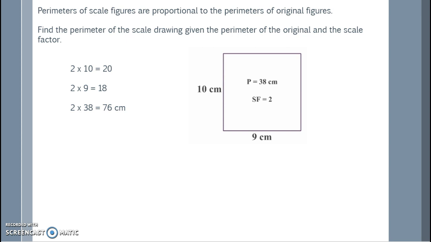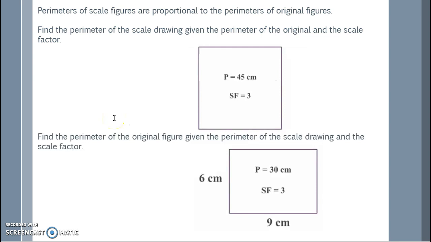And if I were to add 20 plus 20 plus 18 plus 18, we would get 76. Find the perimeter of the scale drawing given the perimeter of the original and the scale factor.